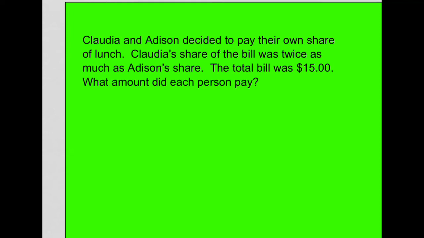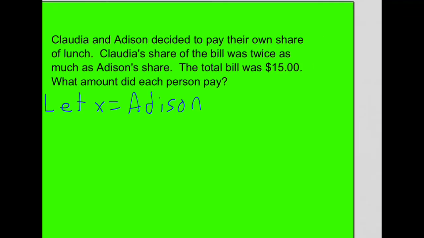So we don't even know how much Addison paid. So let's start with Addison. Let x equal Addison. And then it says in the problem that Claudia paid twice as much as Addison. Well, if Addison is x, then Claudia has to be 2 times that, or 2x. So for Claudia, let 2x equal Claudia.